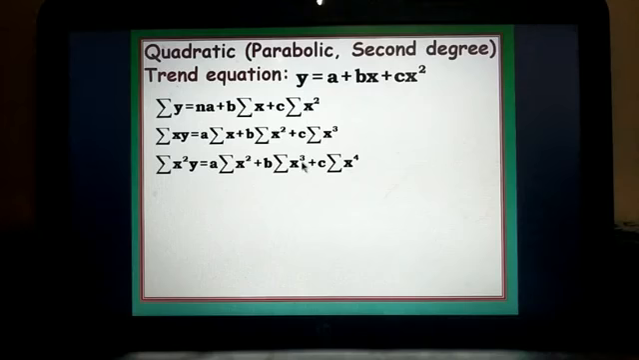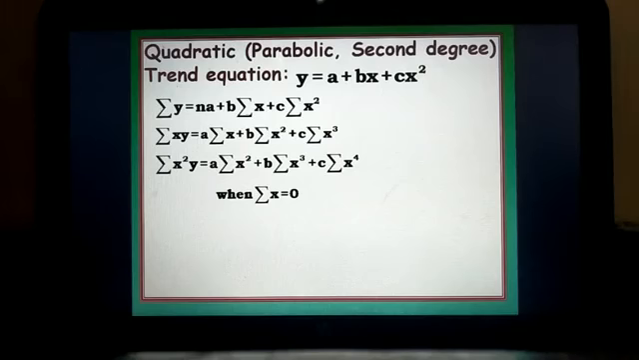So these are the three normal equations which will be used to find out the constants a, b and c. What will be the next step? You know already, try to recall. When summation of x is equal to 0, what happens to these normal equations, we need to observe. Once summation of x is equal to 0, you know already summation of x cube also will be equal to 0. Correct? Fine.